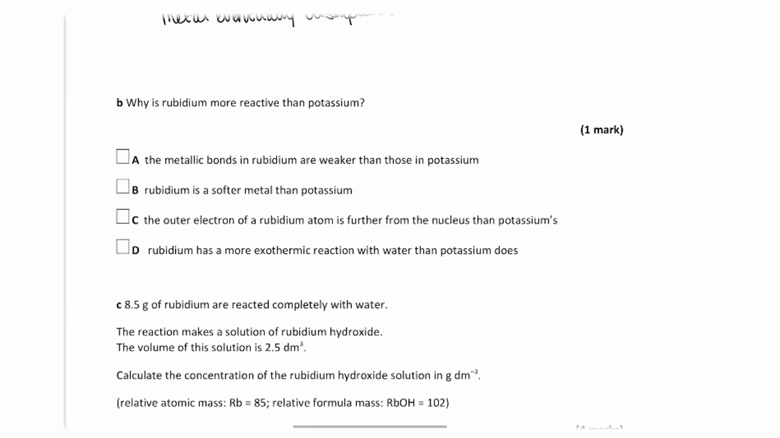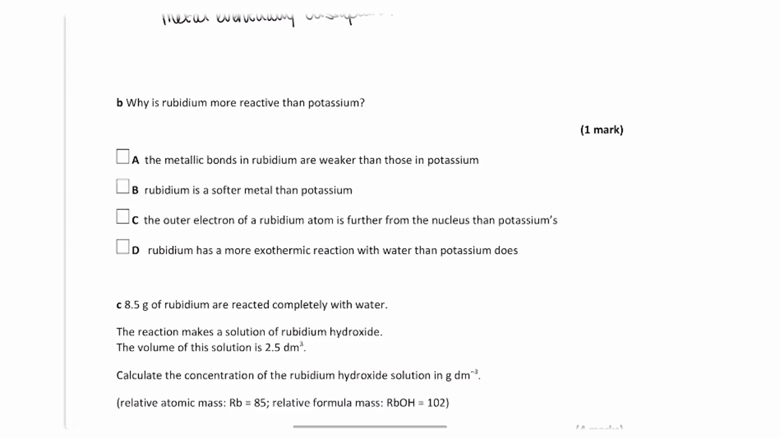So why is rubidium more reactive than potassium? Now, this is a tricky question because all of these are true statements, but we need to work out which out of all of those actually is the one that affects the reactivity of it. So if we look at B, rubidium is a softer metal than potassium. Yes, great, it is, well done. But is that in any way affecting the reactivity? No, it's not. So sometimes when you've got multiple choice questions where everything's true, you really need to be careful that you're actually picking the one that answers the question.